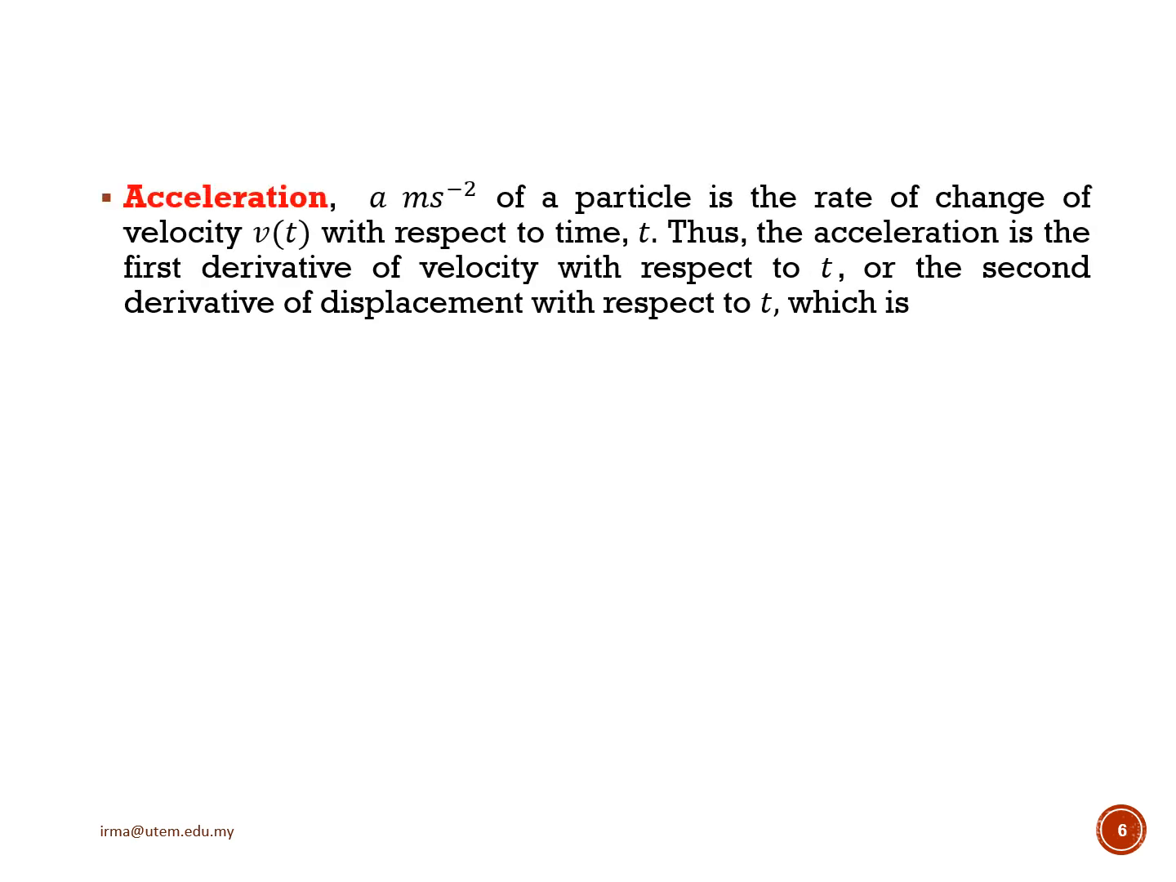Alright, next is the acceleration. We write it as a, in meter per second squared, of a particle, which is the rate of change of velocity with respect to time. Thus the acceleration is the first derivative of velocity with respect to t, or the second derivative of displacement with respect to t. Which is, we have a equals dv/dt, and since we have v equals dx/dt, therefore dv/dt we can also write as d squared x over dt squared. So this is the acceleration.